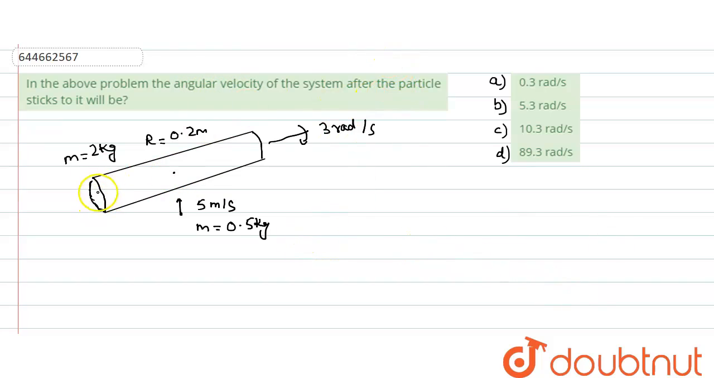Now how can we draw it? If we draw its cross section, the end view, we will be seeing a circle. So this is basically our cylinder. Now the particle is coming here tangentially at a velocity of 5 meter per second, having a mass of 0.5 kg, and it strikes at this point and sticks onto it. This was the particle.